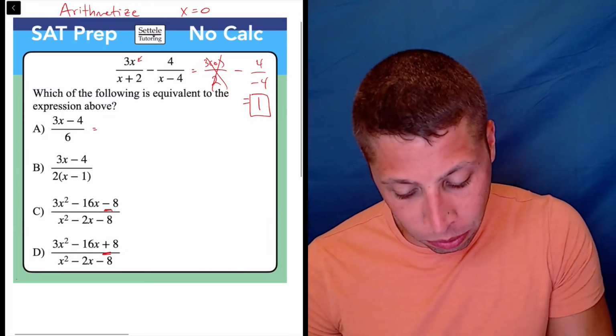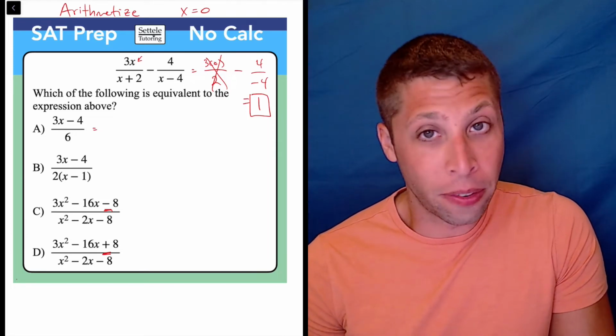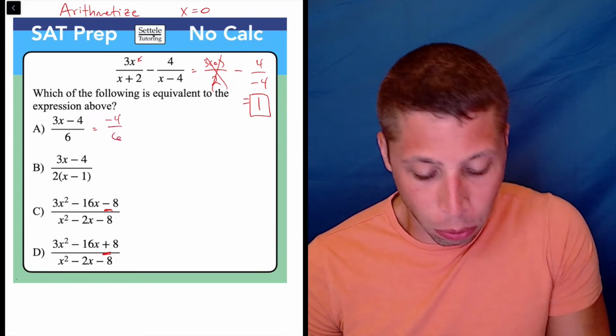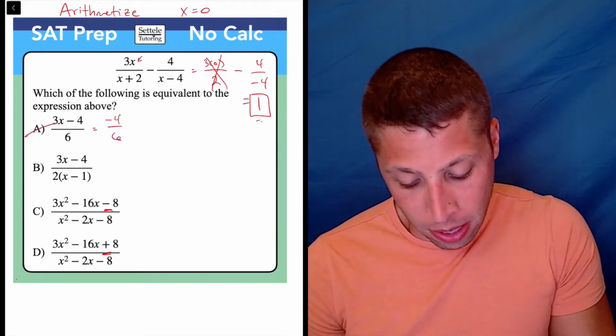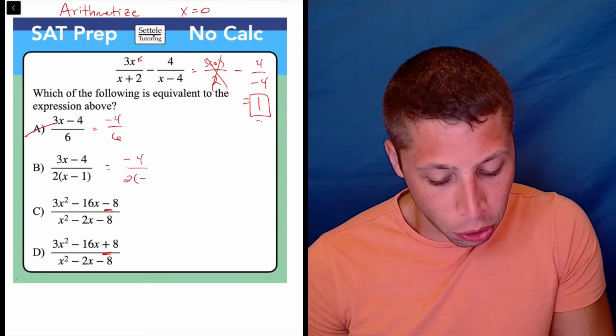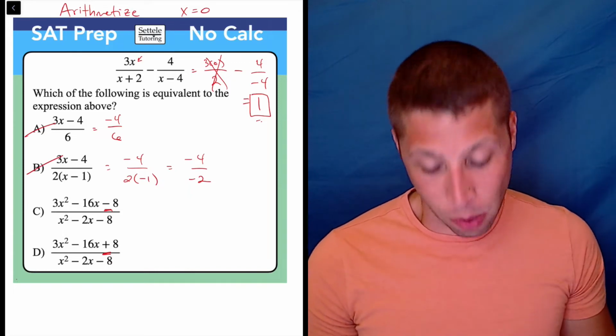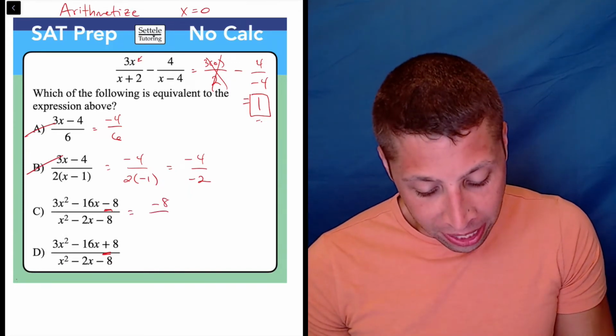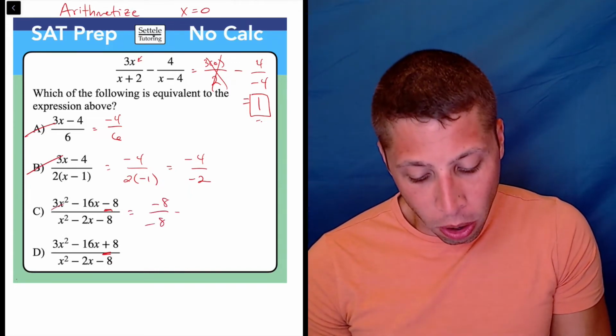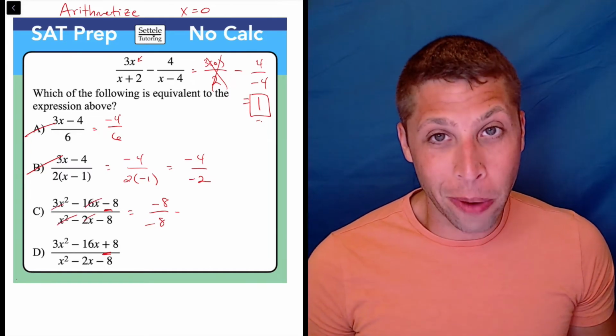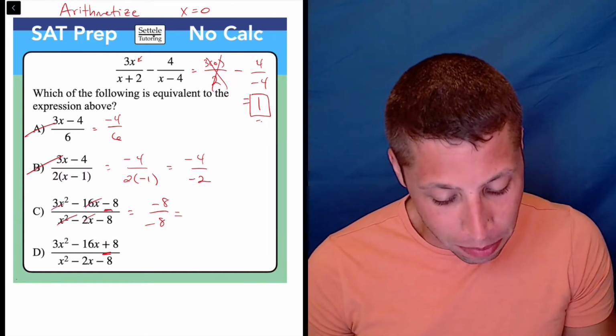So let's just go through the rules here. So 0 in for x, look at how quick this can be. That's negative 4 over 6. That's not 1. Negative 4 over 2 times negative 1. Well, that's negative 4 over negative 2. That's not 1. Choice C is negative 8 over negative 8 because all these terms that have an x are going to go away if there's a 0 there. So this is going to be equal to 1.